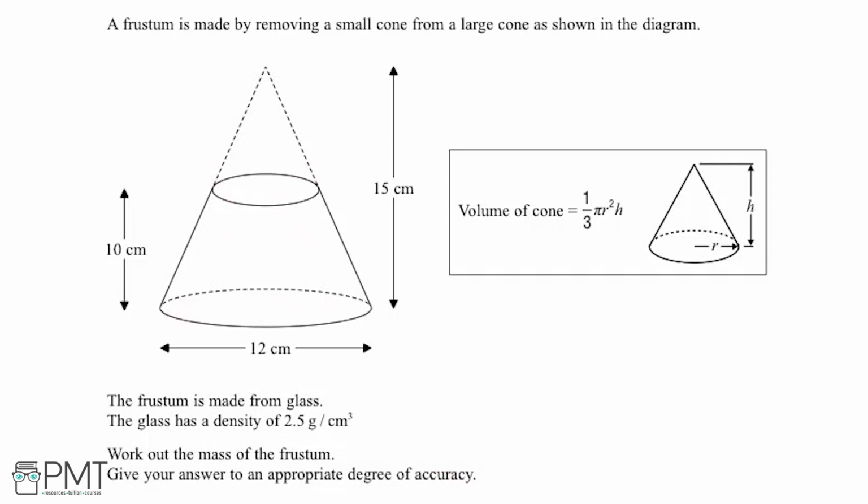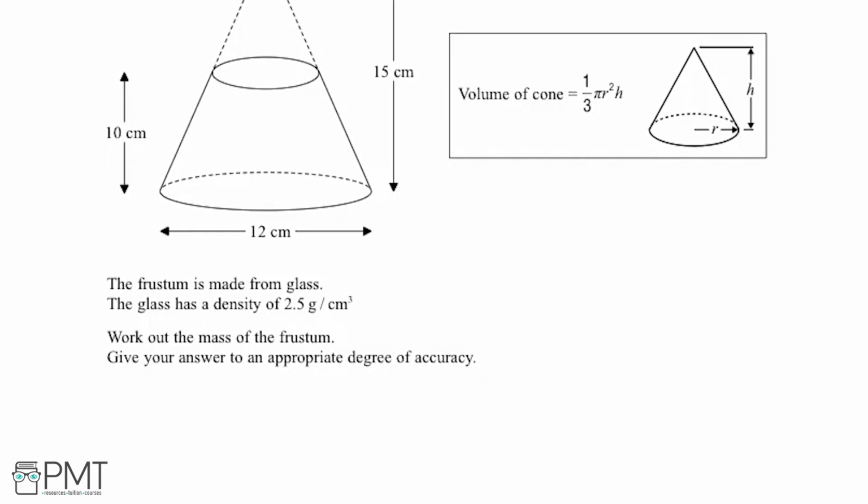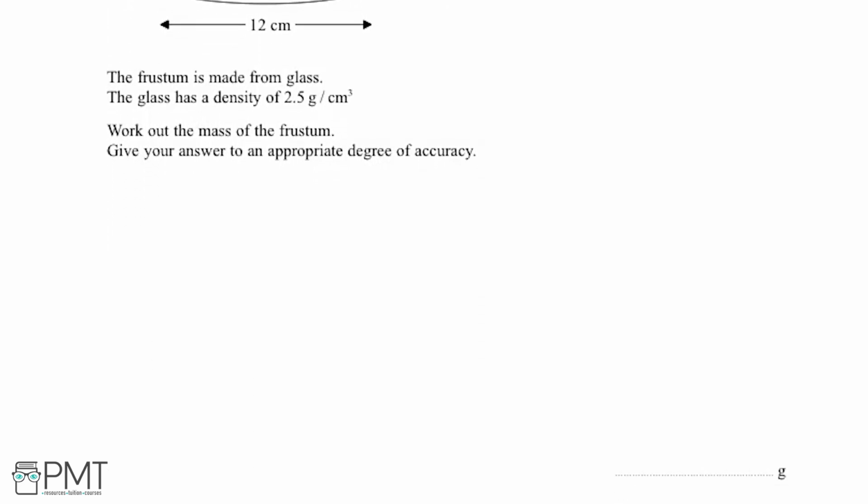As we can see in the diagram, and as the question describes, it's made from taking a large cone and subtracting a smaller cone from it. Currently we've got lots of information for the large cone and for the final object, but we haven't got any information for the smaller cone. So that's what I need to work out first. I'm going to abstract from this diagram and make things easier by looking at a triangle. So we've got the larger triangle here and the smaller triangle here.